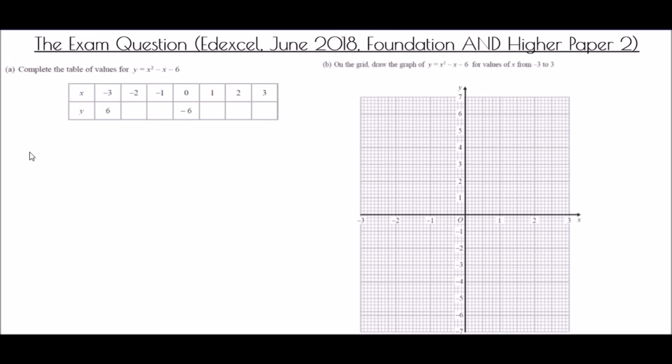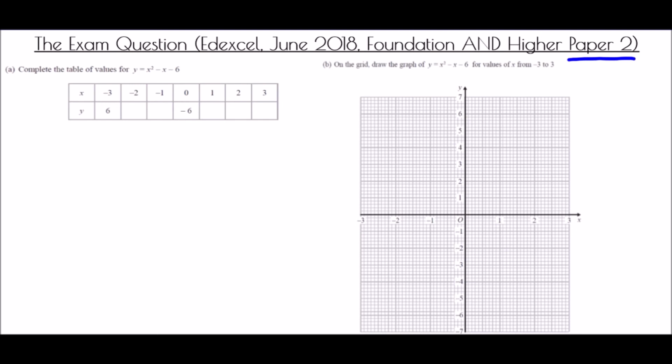So now we look at the exam question, and this is from Edexcel June 2018, and it was on both the foundation and higher paper 2. This is a crossover question. Because it's paper 2, that there is our key that we are allowed to use our calculator in this question, and so that's what we're going to do. So the first thing is, it asks us to complete the table of values for y equals x squared minus x minus 6. Now 2 of the values have already been completed, so we only have to do 5 of them.